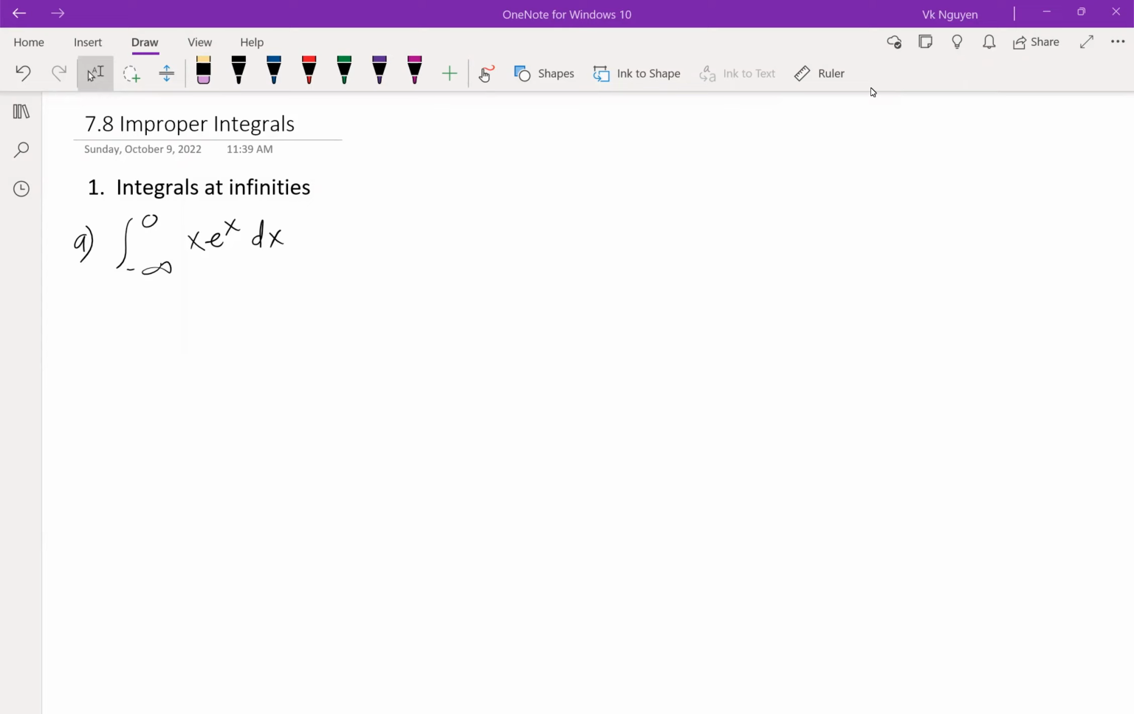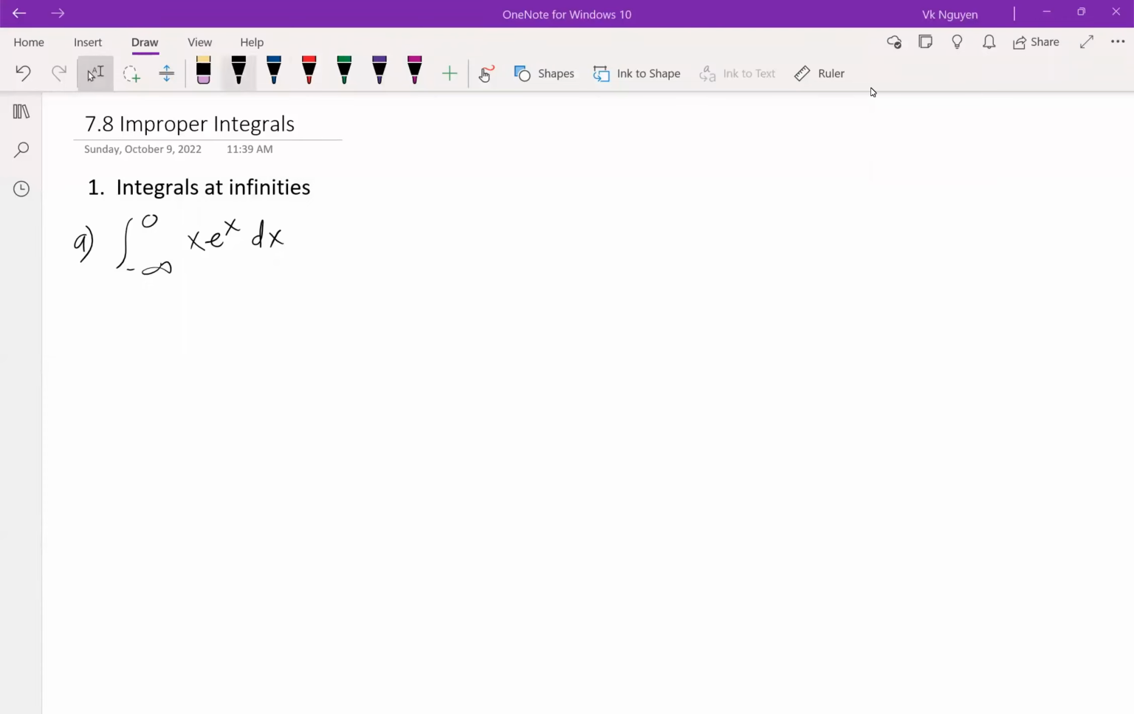One, integrals at infinities. An example is the integral of x e to the x dx from negative infinity to 0. Negative infinity is not a real number, which is why it is called an improper integral.